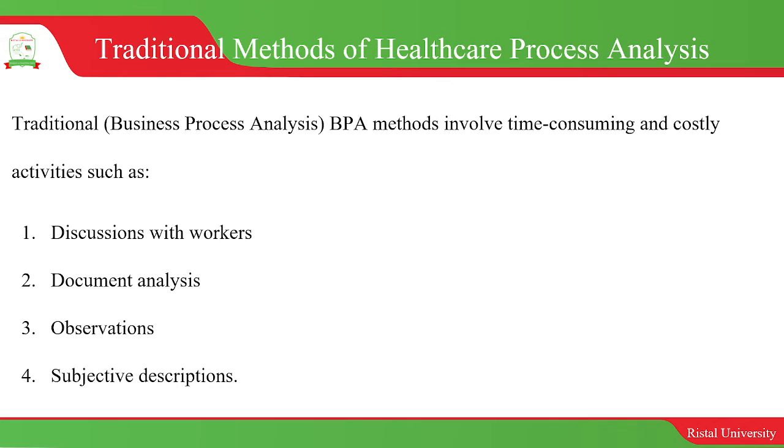So before that, let's look at the traditional methods of healthcare process analysis. By this, we are talking about traditional business process analysis methods, which involve mostly time-consuming and costly activities. This includes 1, discussion with workers. These are some methods that can be used irrespective of the 7 that we have looked at. We call them traditional methods that have been previously there. Document analysis, using observations or using subjective descriptions to be able to find more information on the healthcare process.